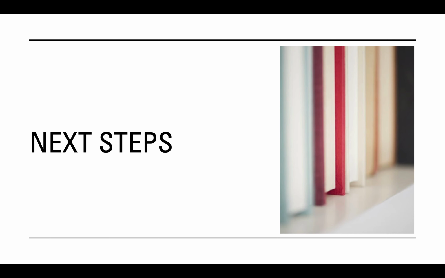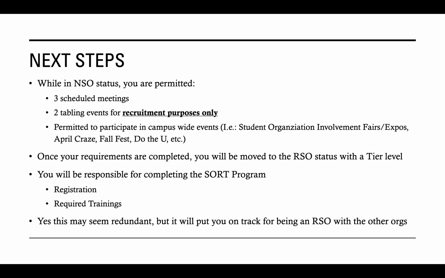So some of your next steps, let's talk about those. While you're in the NSO status, you are permitted 3 things. You are permitted to have up to 3 scheduled meetings, 2 tabling events for recruitment purposes only, and of course, you're permitted to participate in campus-wide events such as student organization involvement fairs or expos, April Craze, Fall Fest, Do the U, all those sorts of things.